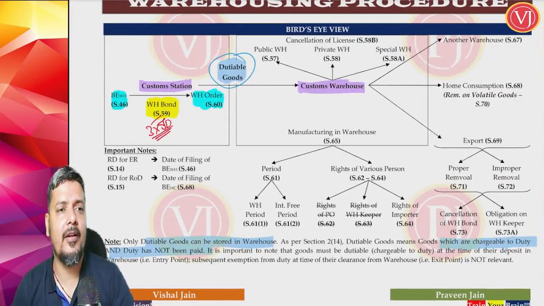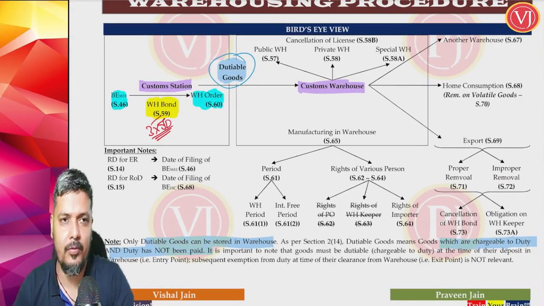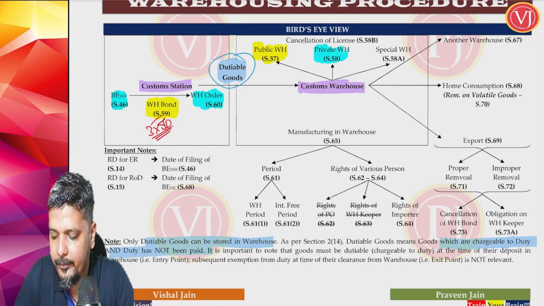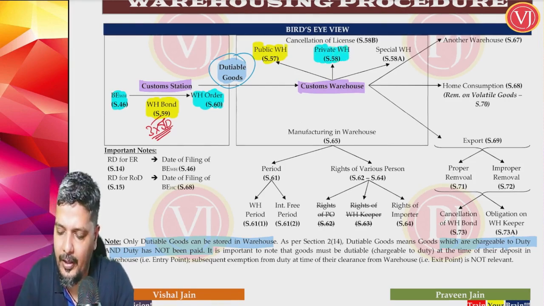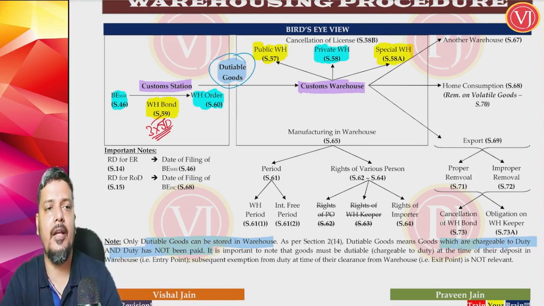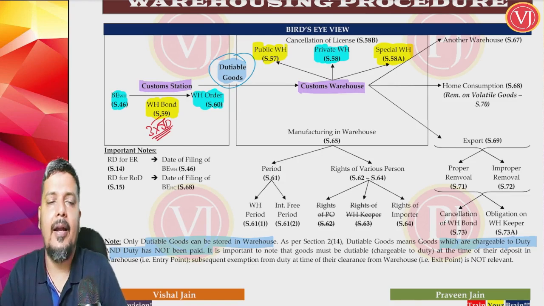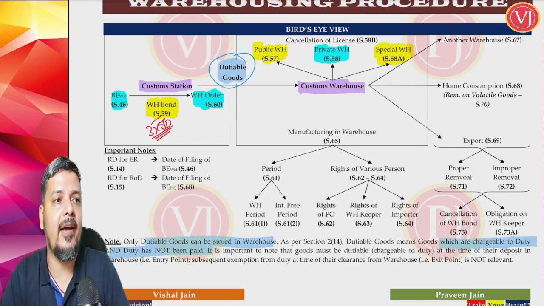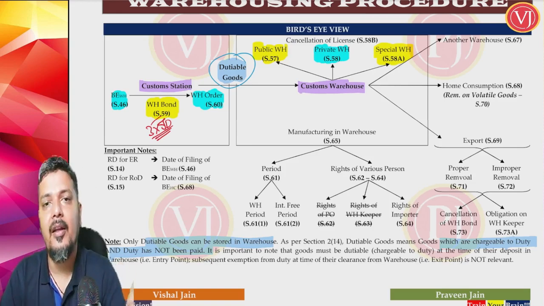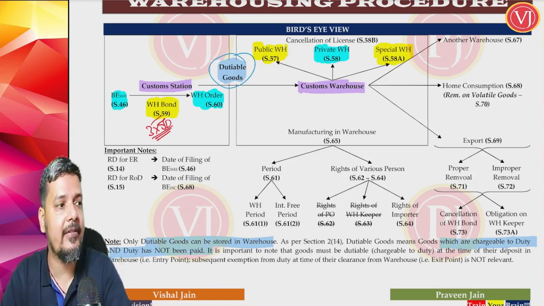Now when the goods go to customs warehouse, there are 3 types of warehouse. One is public warehouse, section 57. Second is private warehouse, section 58. And third is special warehouse, section 58A. 3 warehouses: public, private, special, 57, 58, 58A. And all the warehouses come with the concept of license by commissioner. Customs stations are appointed by CBIC, appointment CBIC. Customs warehouse, license commissioner, license.